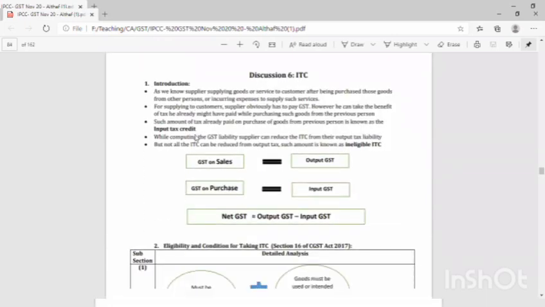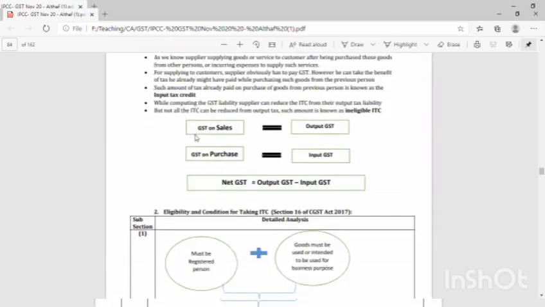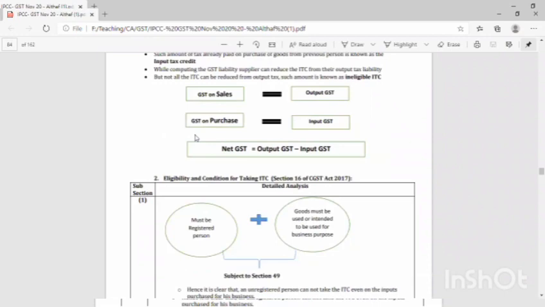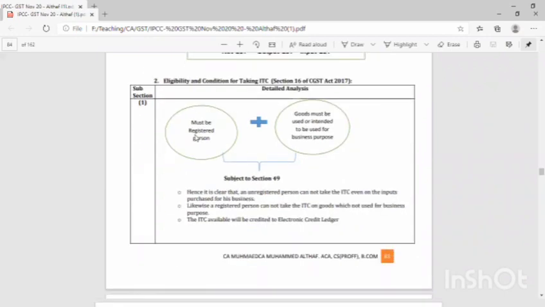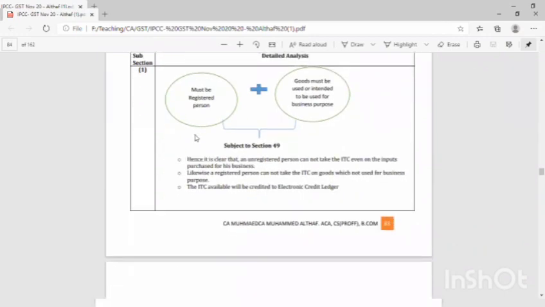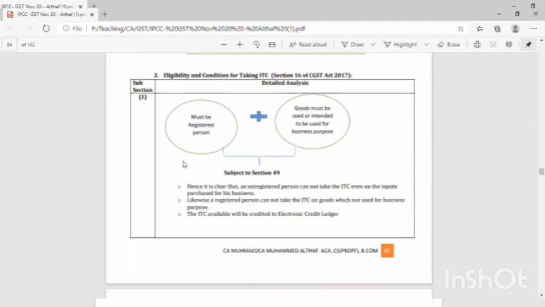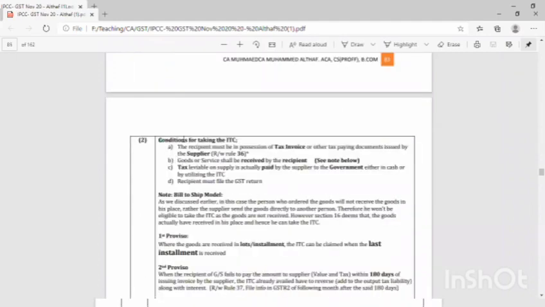Next one, ITC chapter. The ITC chapter got some more amendments, which we'll discuss in detail. All of us know what ITC and utilization are. Section 16 talks about eligibility and conditions. If you read the heading properly, you will get the section also. Eligibility and condition: section 16(1) talks about eligibility, that means who is eligible, a registered person, and section 16(2) talks about the conditions for taking the ITC.